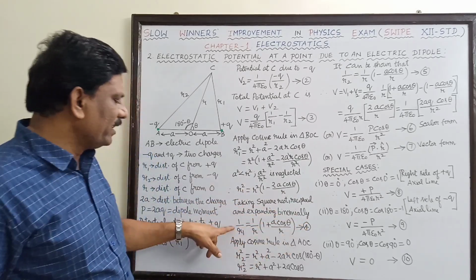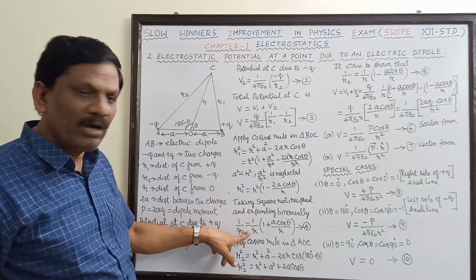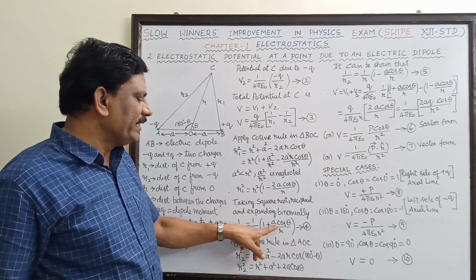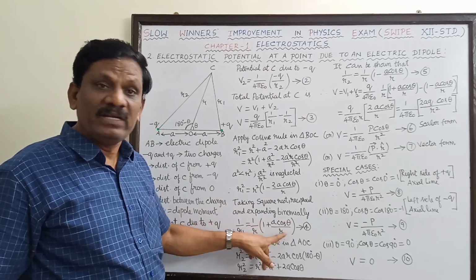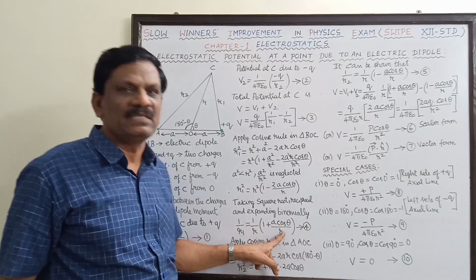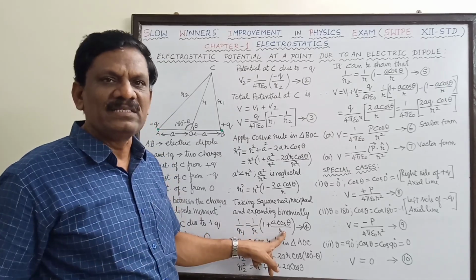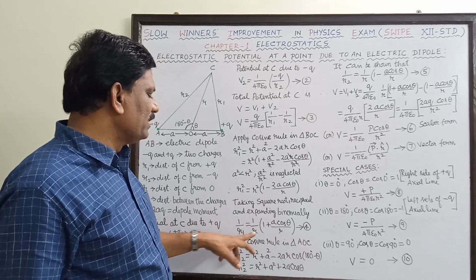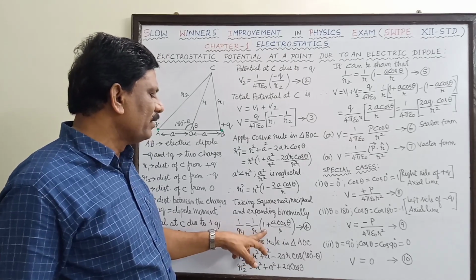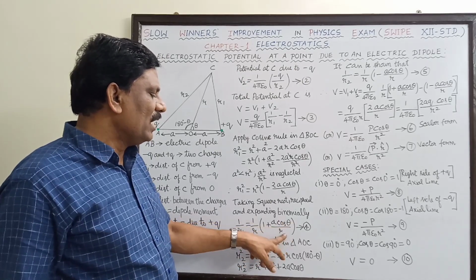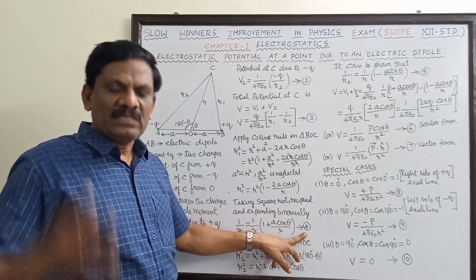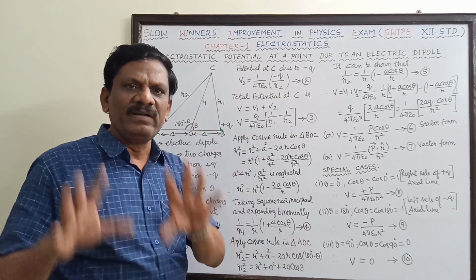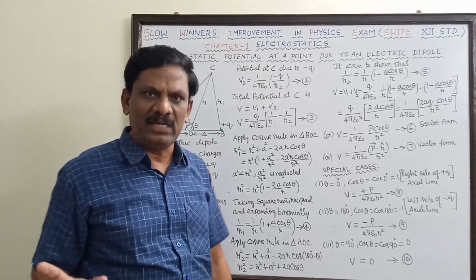It can be shown that 1 by r1 is equal to 1 by r into 1 plus a cos theta by r. Very important equation, you cannot skip this. Write this and practice many times. So 1 by r1 is equal to 1 by r into 1 plus a cos theta by r. This is equation 4.